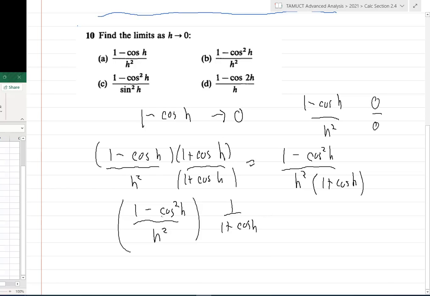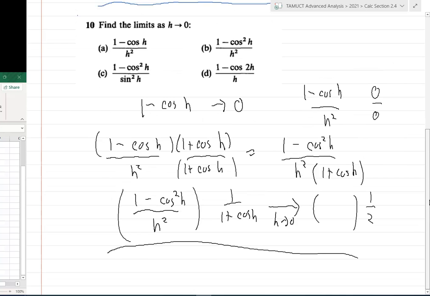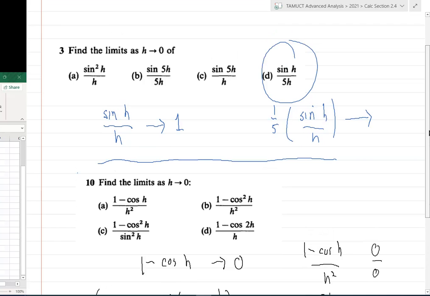Now, what does this one go to? Well, if you convert this numerator to what you know it is, then this is the square of the limit that you know. What does 1 over 1 plus cos h go to? Well, when h goes to 0, cos h goes to 1, so this second term is 1/2. So the limit is whatever this limit is times 1/2. That's the reasoning that you can use for this one. It's good to not just get the answer, but get the answer and think about what you're doing.